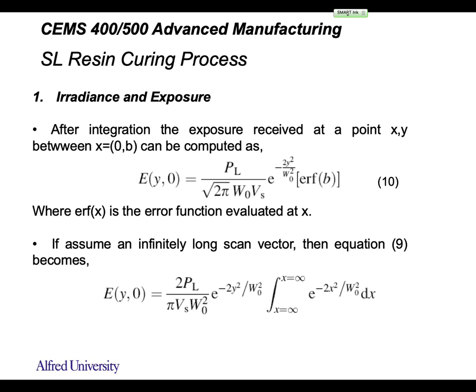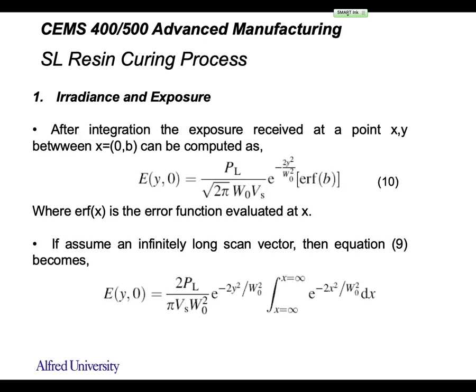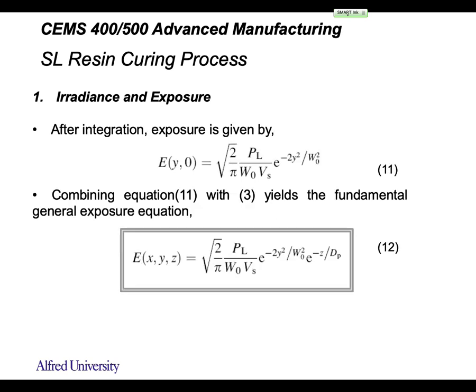So you just assume you have a really infinitely long scanning vector, from infinitely small to infinitely large, to do that integration of equation 9. This is starting from 0 to B, so we change that from negative infinity to positive infinity, and then we can do that integration to get this equation of what is E.